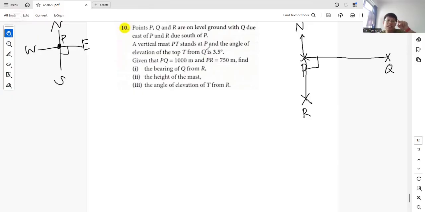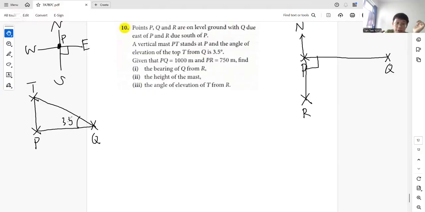So there's a vertical mast. I'm just going to draw it in this way. So the visualization I have is this. P is at the bottom, then T is the top of the mast, right? And then the angle of elevation of the top T from Q. So PQ is going to be here, and then from Q, this angle here is 3.5 degrees as per the question. Okay, and then of course, we go on.